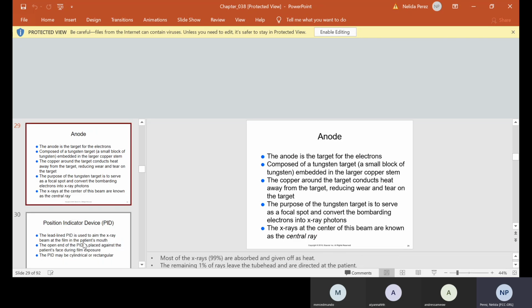And the anode is the target for the electrons. It's composed of a tungsten target, a small block of tungsten embedded in the larger copper stem. The copper around the target conducts heat away from the target, reducing wear and tear on the target. And the purpose of the tungsten target is to serve as a focal spot and convert the bombarding electrons into x-ray photons. The x-rays at the center of this beam are known as the central ray.